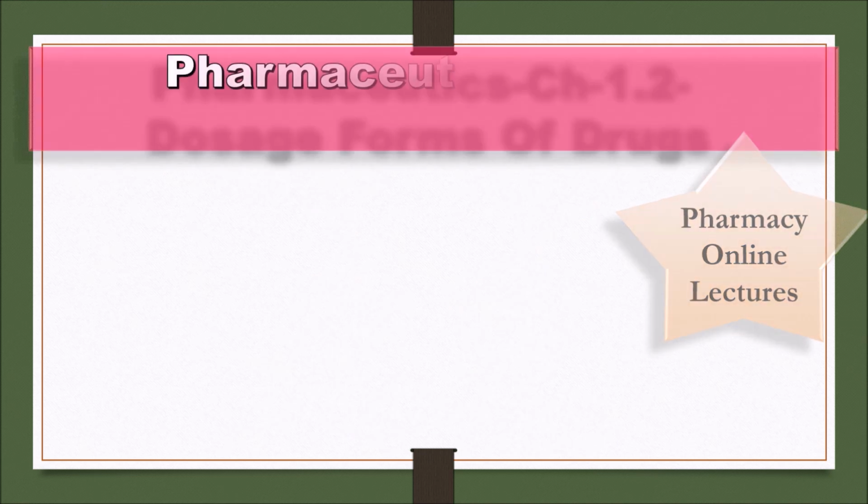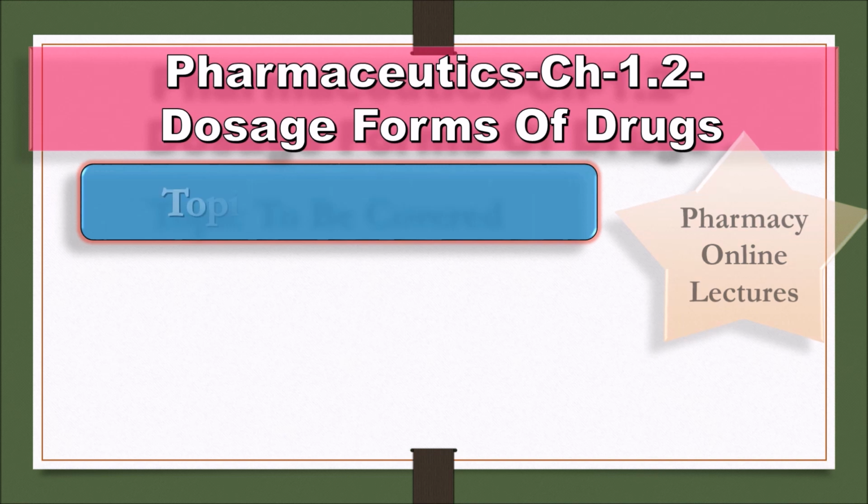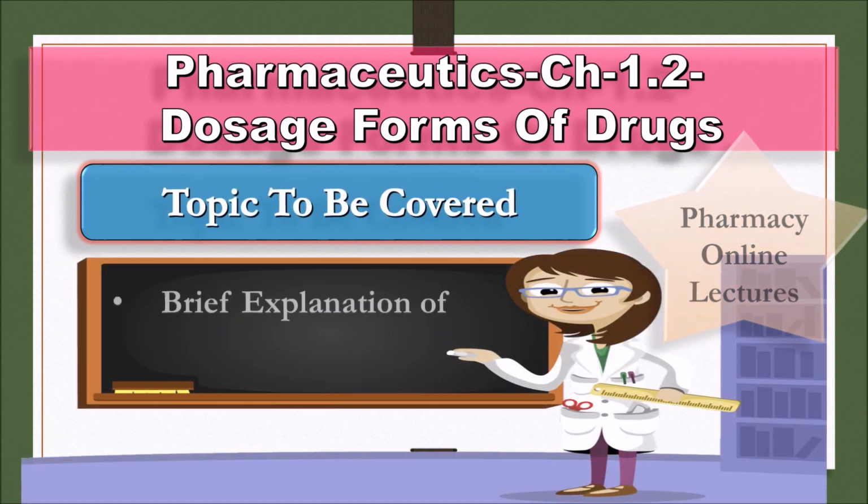So in this video, we're gonna cover Pharmaceutics chapter 1.2, dosage forms of the drug. We will cover a brief explanation of all the dosage forms. In the previous Pharmaceutics chapter 1.1 video, we discussed the classification of different dosage forms, so do check it out if you haven't checked it out till now.